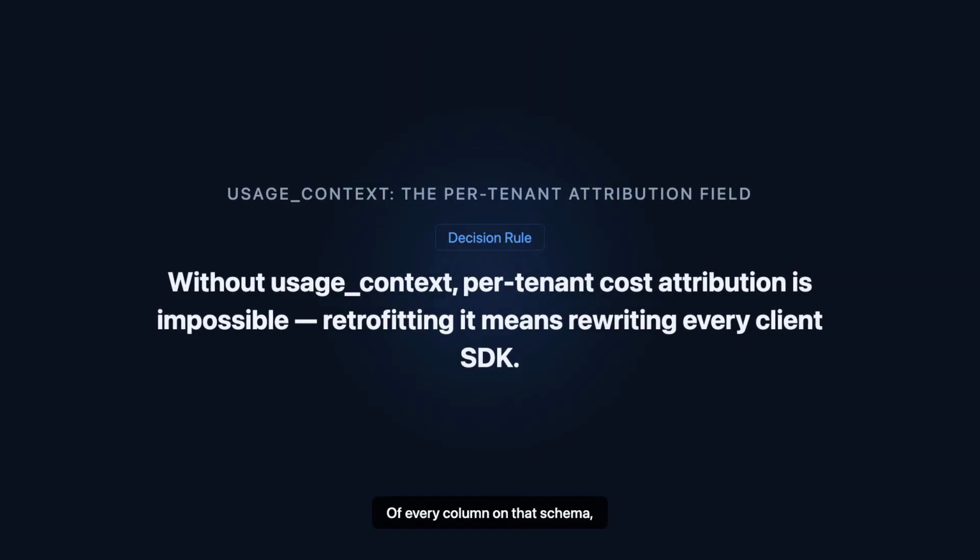Of every column on that schema, usage_context is the one to design in from day one. It's an optional map you attach to the request body. Keys like project, end_user_to_charge, and a_b_test_group are typical. It's capped at 10 kibibytes, so keep it small.